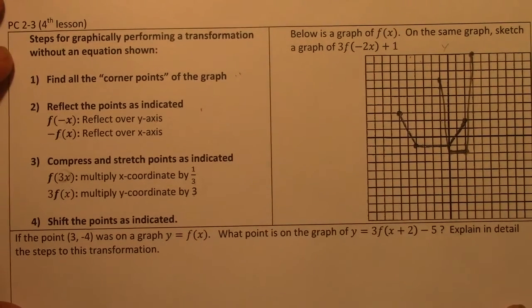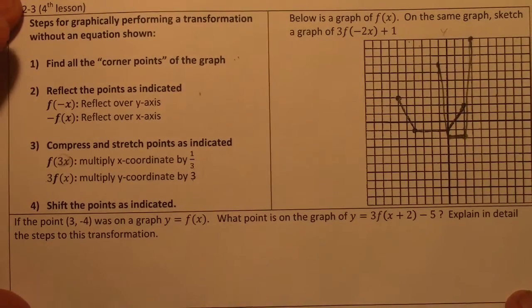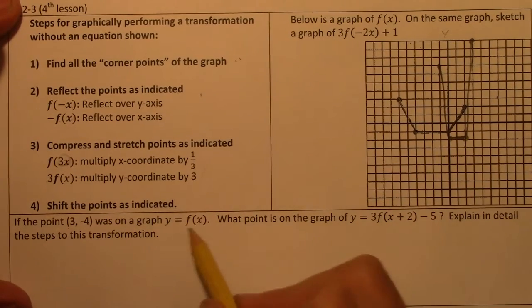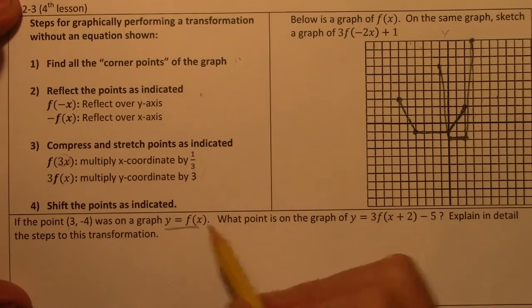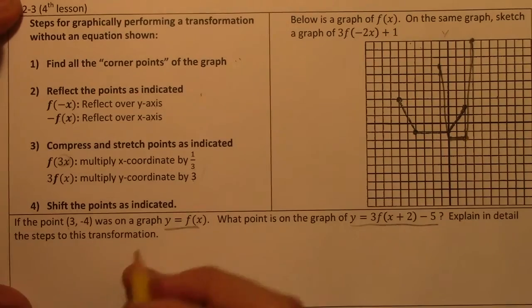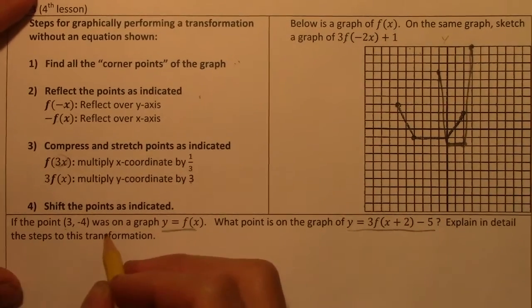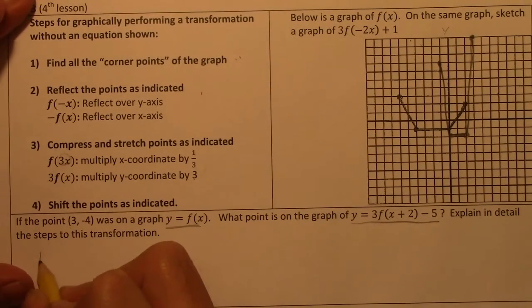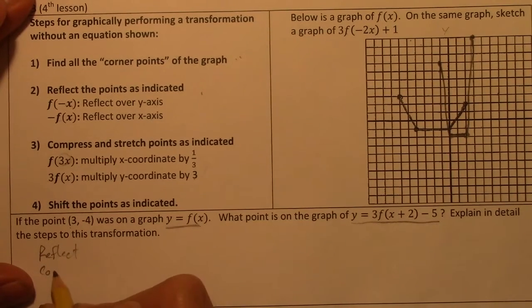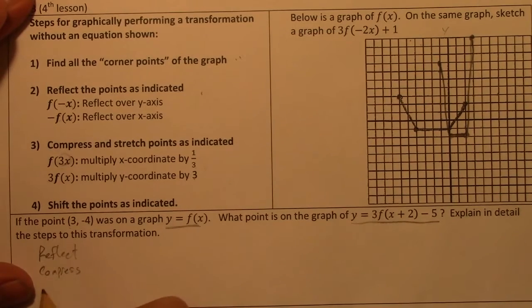And we're going to use those same rules when we get to other problems. Like, let's say you just had a point. For example, if I had the point (3, -4), and it's on a graph, and I don't know what the equation is, but I know this transformation is happening. Explain in detail the steps of the transformation. Well, okay. So the first thing I need to do is reflect, then compress, and then shift. And this is the same order that I did when I had the equation too.